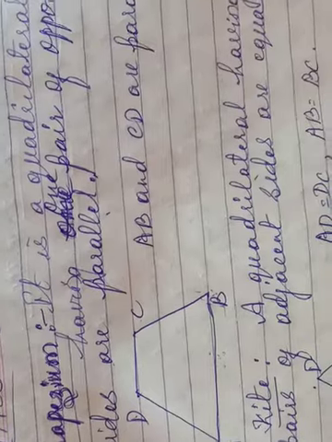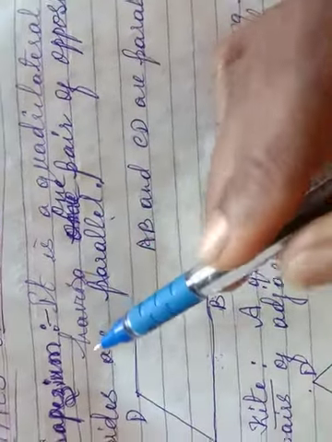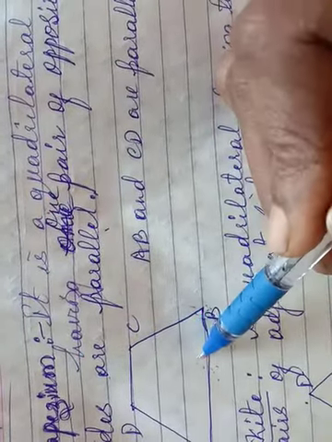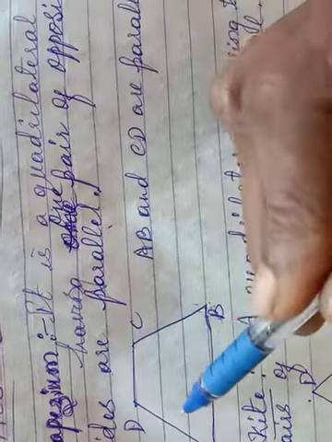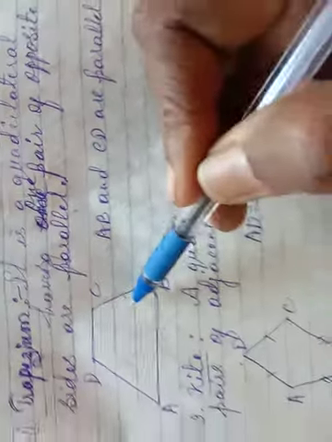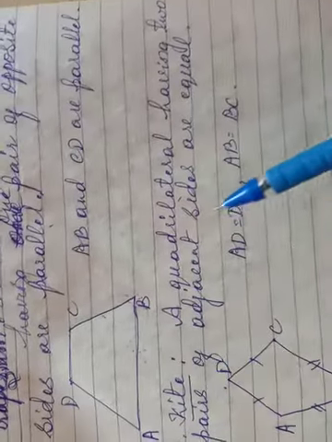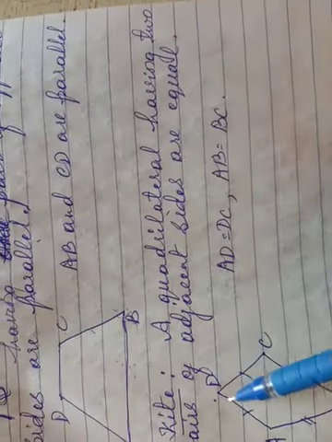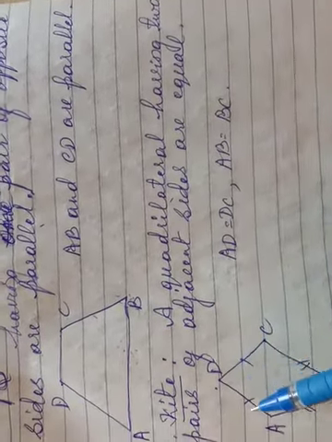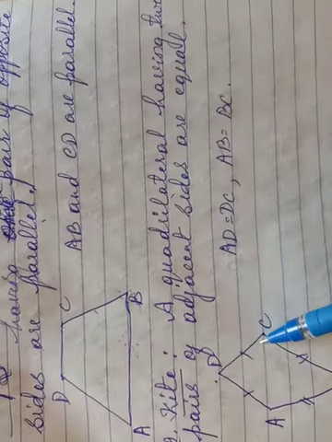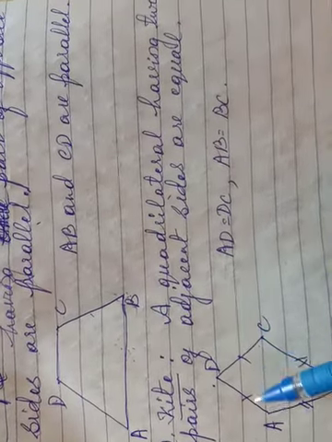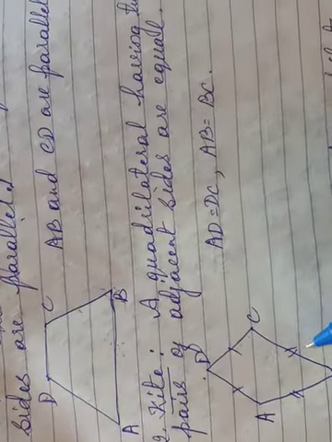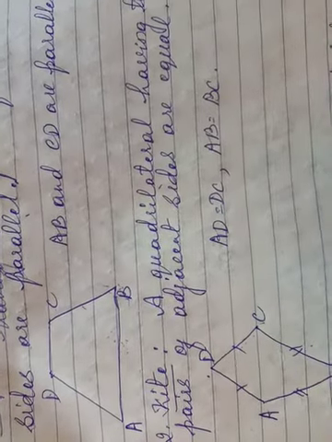So what is a trapezium? A trapezium is a type of quadrilateral which has one pair of opposite sides parallel and another pair of opposite sides non-parallel. Now let us move to the next type, the kite. What is a kite? It has two pairs of adjacent sides equal. Adjacent sides means like this. Two pairs of adjacent sides are equal, that is AD equal to DC, AB equal to BC.